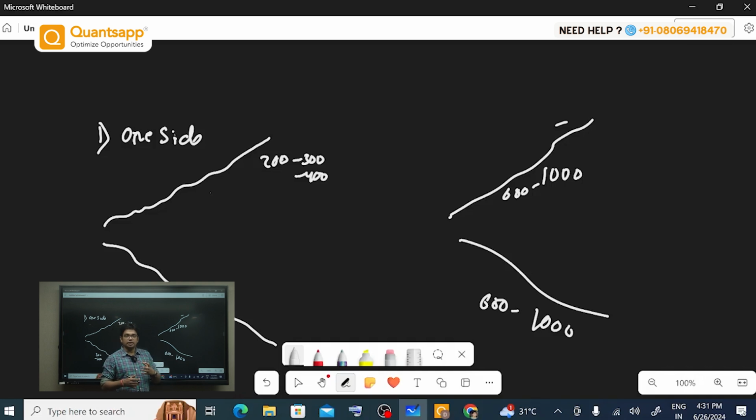People say that Bank Nifty is pulling all the stocks, Nifty is pulling all the stocks. Other people say no, the HDFC in Bank Nifty is pulling or pushing the Bank Nifty. So we are talking about the majority stocks, the major stocks which are contributing to the index movement. All right, so this is one side movement.